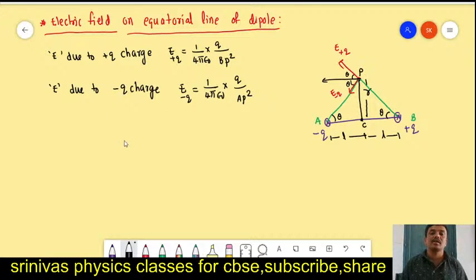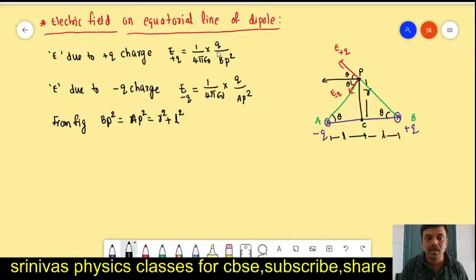But from the figure, if you write BP square and AP square from the Pythagoras principle, in the BPC triangle, BP square equal to PC square plus CB square, which is R square plus L square. That means BP square equal to R square plus L square. And if you want to write AP square from the APC triangle, AP square is also R square plus L square. That means BP square equal to AP square, that is equal to R square plus L square, we will get.